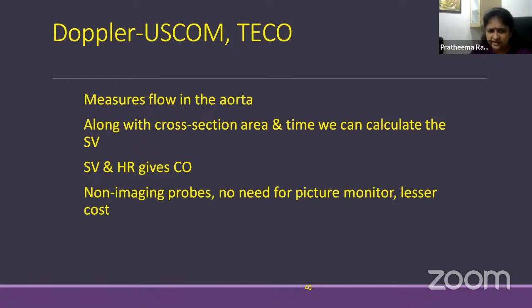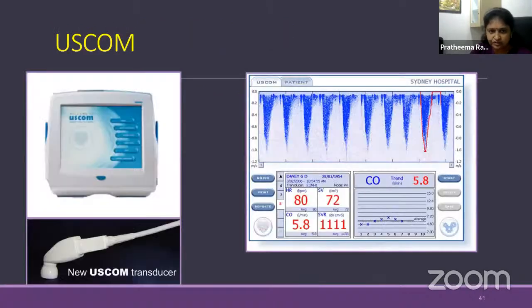There is no need for a continuous picture monitor, and it is lesser cost. So this is how it looks, and this is a monitor, and we can see the Doppler flow. When the trace is done and we enter the heart rate, it is also measuring the heart rate, stroke volume is calculated, and we can see the cardiac output given there. With cardiac output, it is not one value, we can see the trend. We can also see in a graph how it is changing with the fluid bolus, or how the patient is responding to anesthesia or any medication.